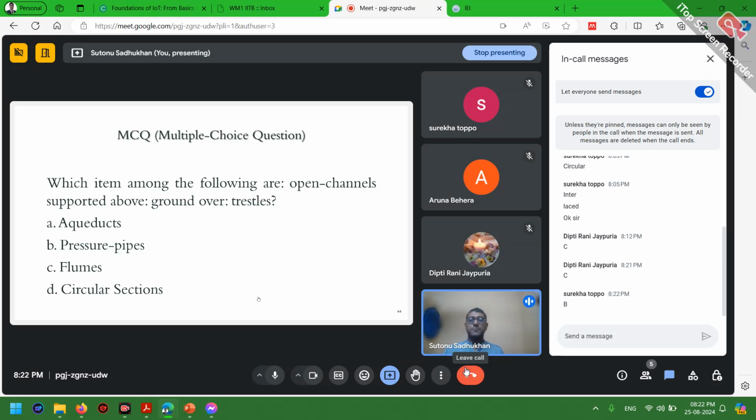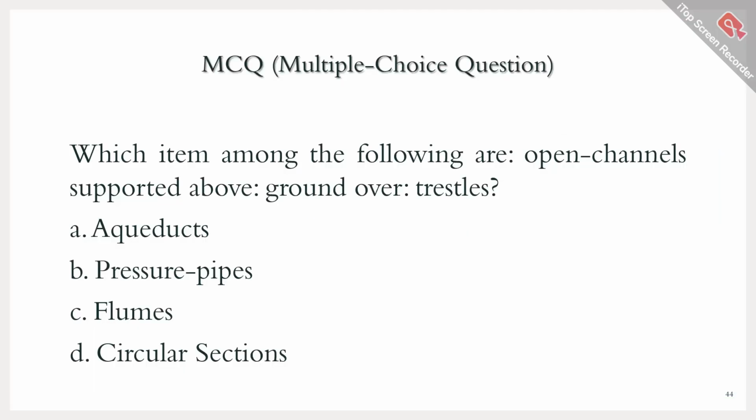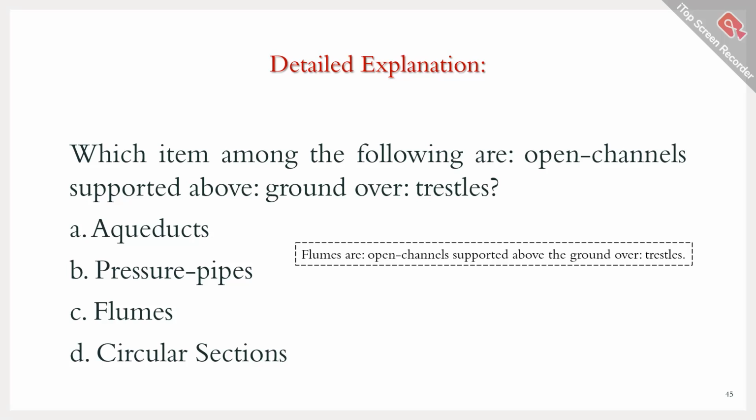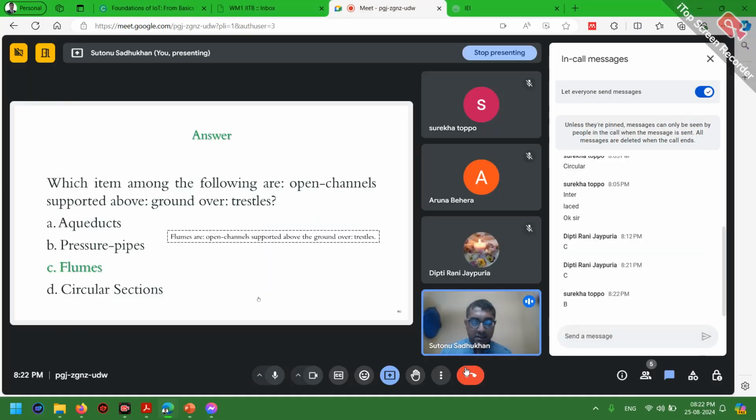So circular and pressure pipes, these two options just get eliminated from the name itself. So they cannot be open channels. Open channels means just like open drains you see at the side of the road. So those are kind of open channels. So option B and option D cannot be the correct answer. So whatever Deepti has told, C, flumes, is the correct answer. These flumes are the open channels supported above the ground over trestles. Option C is the correct answer.